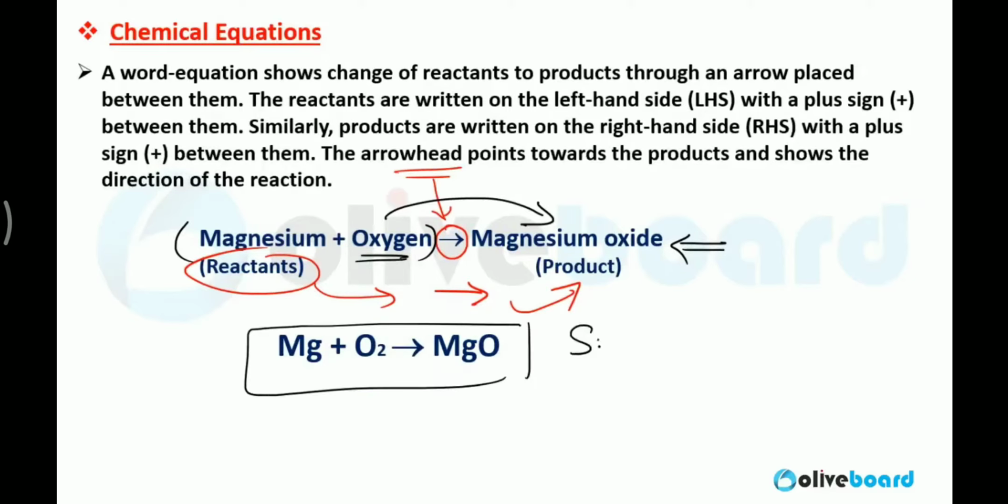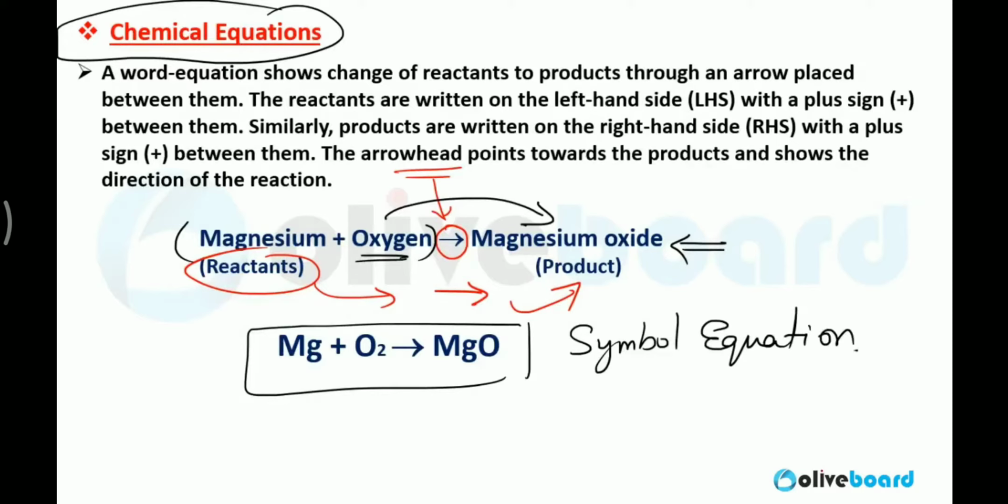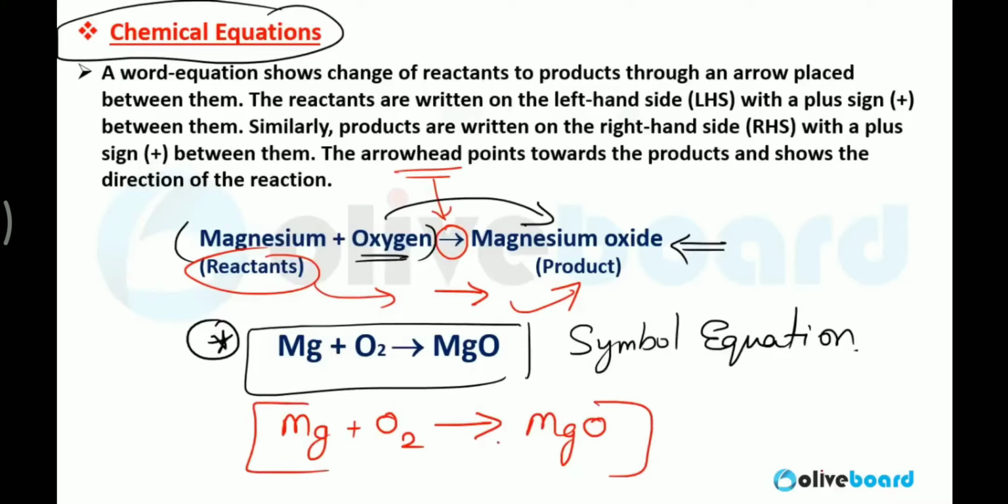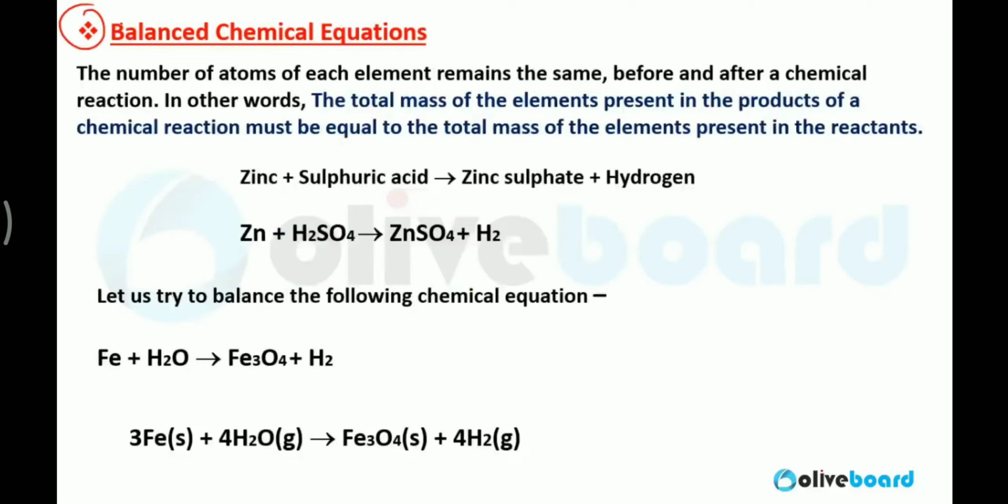Basically, this type of equation is called a chemical equation. Clear? Now there are so many types of chemical equations, we will discuss them one by one. Here you can see, when you add magnesium with oxygen, you will get magnesium oxide. So this is a chemical equation, and this arrow represents the direction of the reaction. The arrowhead basically represents the product, and the tail of the arrow represents the reactants. Clear?